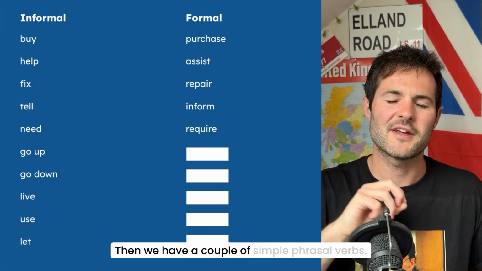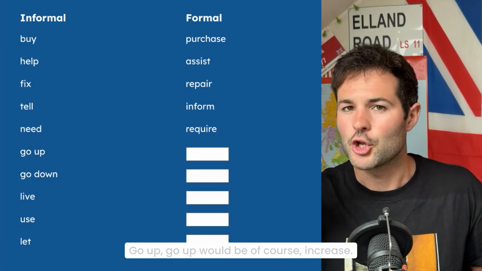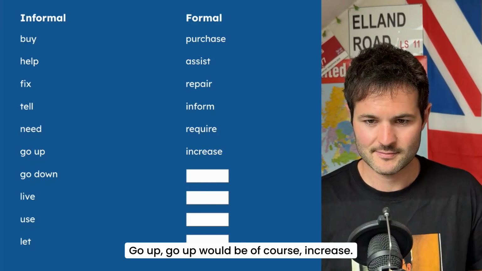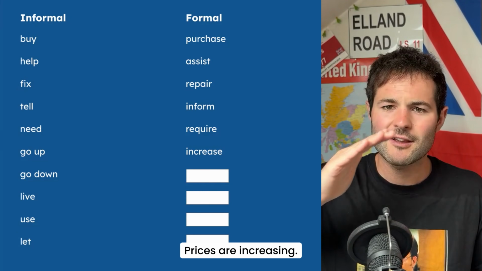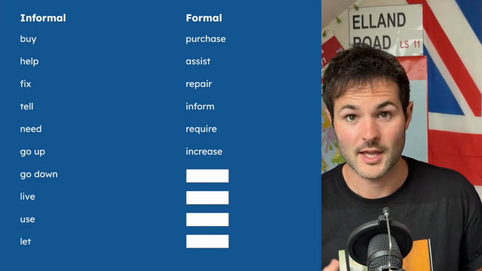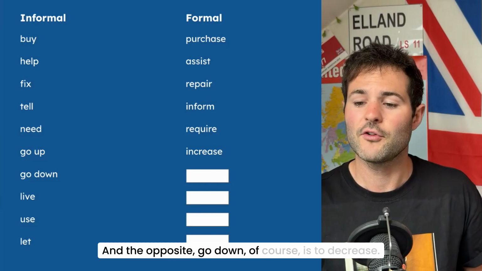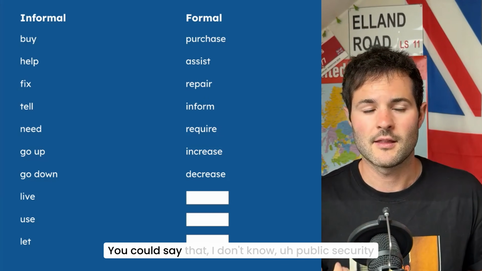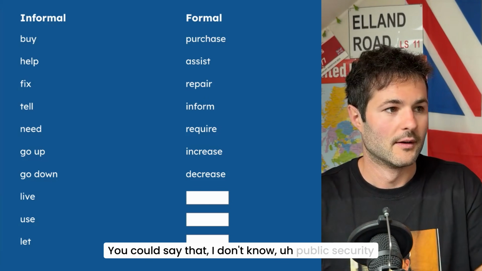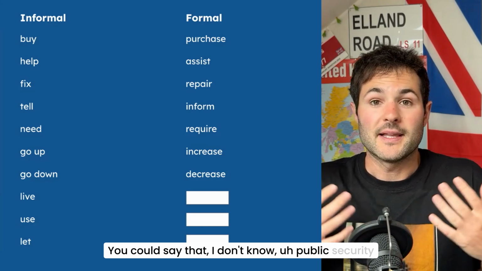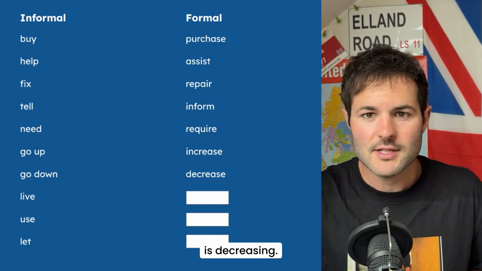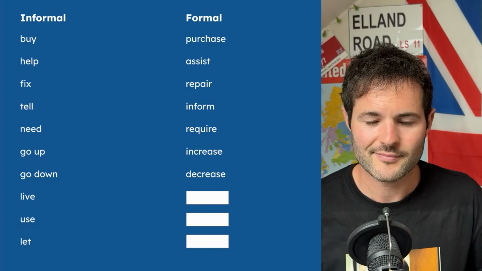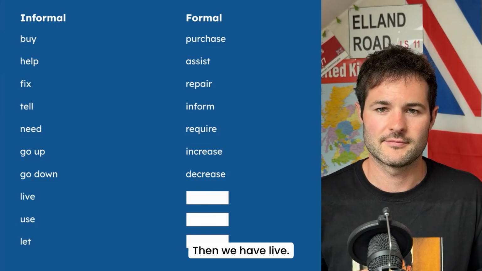Then we have a couple of simple phrasal verbs. Go up would be, of course, increase. Prices are increasing. They're going up. And the opposite, go down, of course, is to decrease. You could say that, I don't know, public security is decreasing. It's going down. It's reducing.